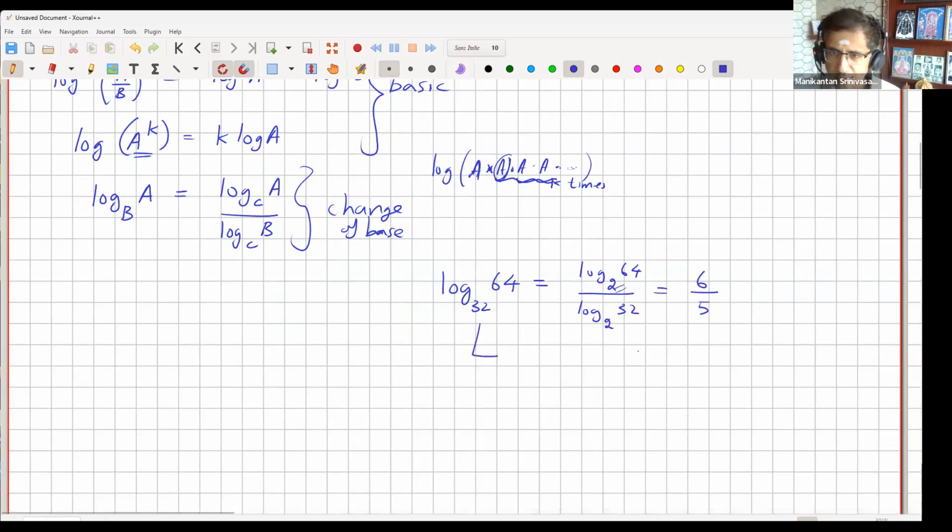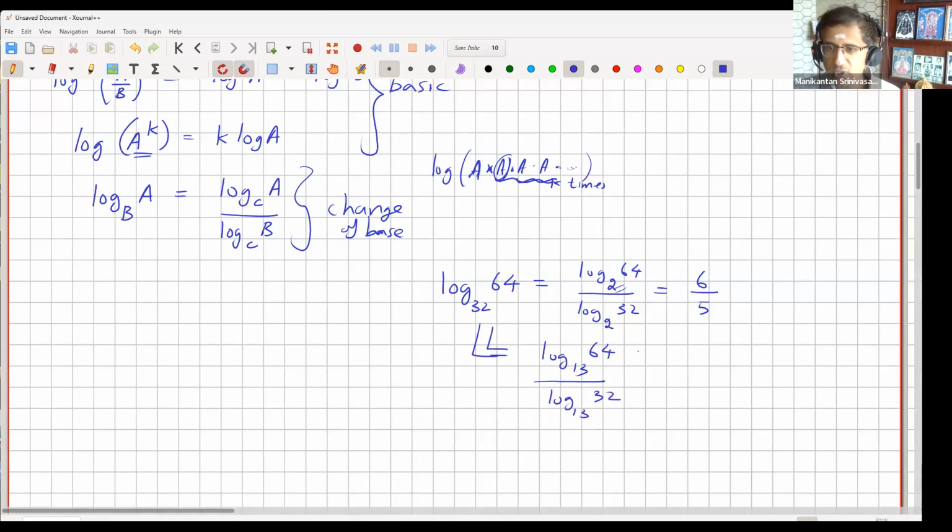For example, this is very much equivalent to log of 64 to the base, I don't know, 13 upon log 32 to the base 13. This is also true, but it's not helping me. I don't know log 64 to the base 13, nor do I know log 32 to the base 13. But the fact remains that this is also the same. This is very much the same as this is. But I want to choose 2 because that will benefit me.